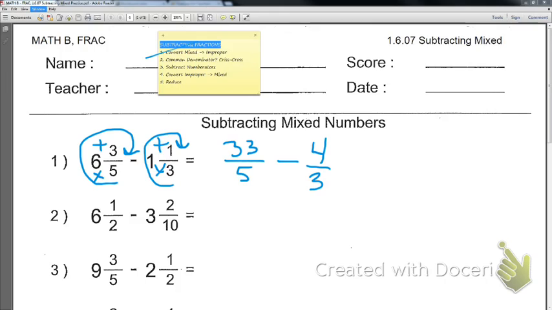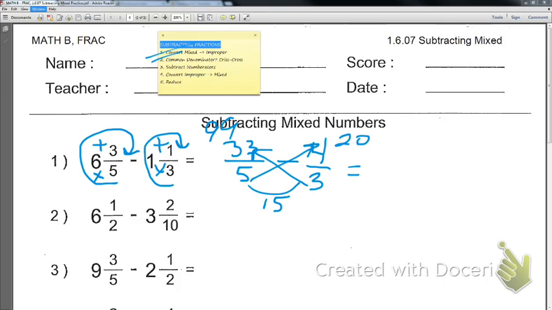Find your common denominators. 5 and 3 are not common, or not the same, so we do have to use our crisscross method here. 5 times 4 is 20. 3 times 33 is 99. And then multiply your denominators together. 5 times 3 is 15. So we completed step 2. You're ready for step 3 now.